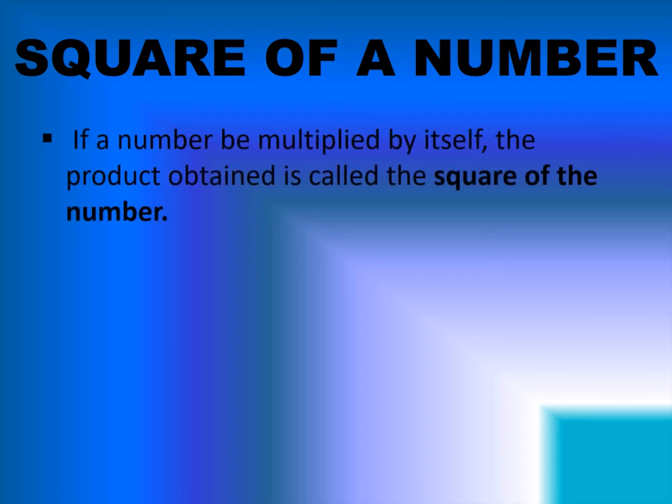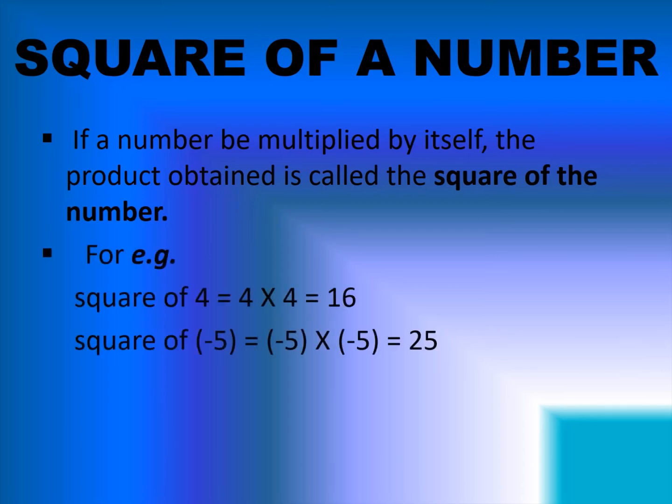Now, we will discuss the square of a number. If a number is multiplied by itself, the product obtained is called the square of the number. For example, square of 4. We will write 4 multiply 4, which will give us 16. So, square of 4 is 16.